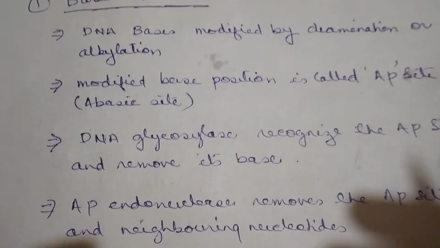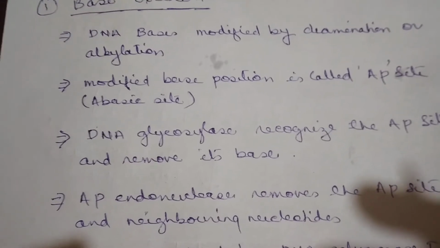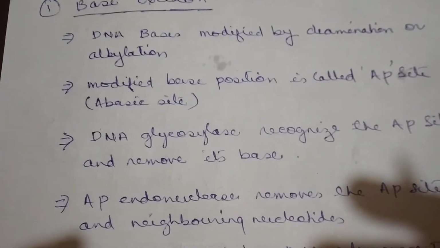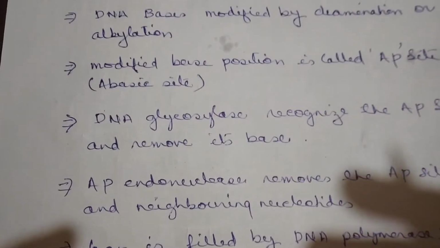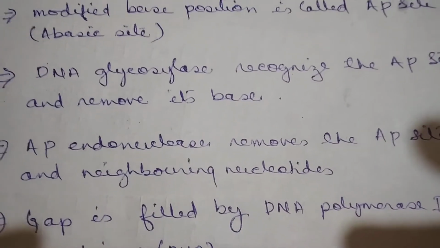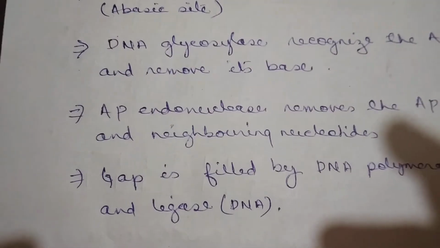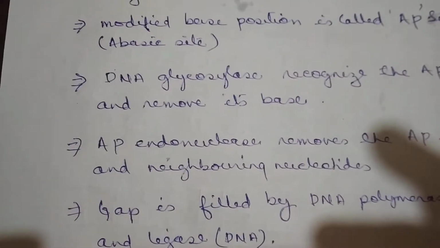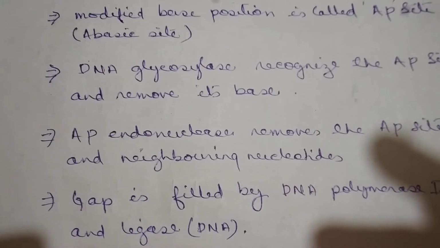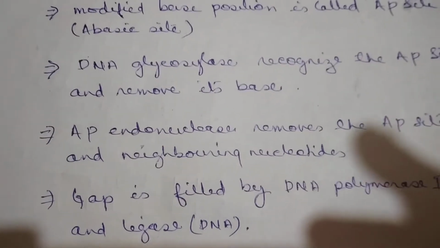Now another enzyme called AP endonuclease removes the AP site, that is the apurinic or apyrimidinic site, along with some of the neighboring nucleotides adjacent to it. Now this gap is filled by DNA polymerase 1, the enzyme which is responsible for synthesis of DNA. And after the strand is synthesized, there is a gap from which the site was cut, and this is joined by an enzyme called DNA ligase.